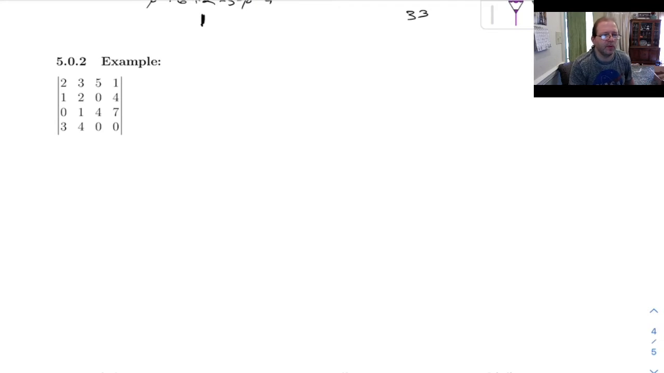Let's do this example. We've got a 4x4 matrix here that we want to take the determinant of. The first thing you want to do is find whichever row or column has the most zeros in it. In this case, this column has 2 zeros and this row has 2 zeros. So we definitely want to expand along one of those, and I don't think it much matters which one.